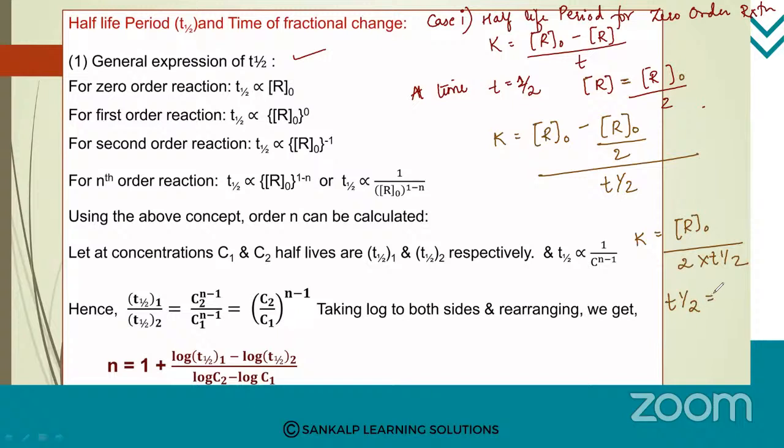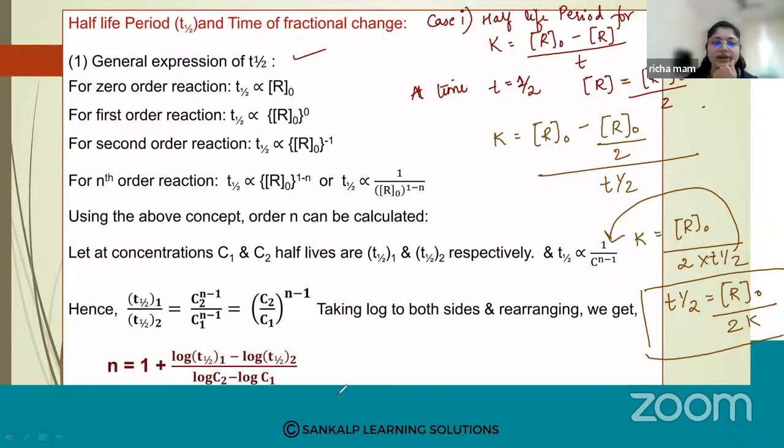we are finding what? We are finding the half-life. So the half-life can be found by taking the T half on the other side. So it will be R naught by 2K. I've transferred T half here, so K will come down to the denominator. Like this, we find the half-life of the zero order reaction. Is it clear?